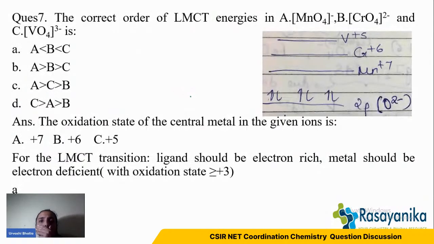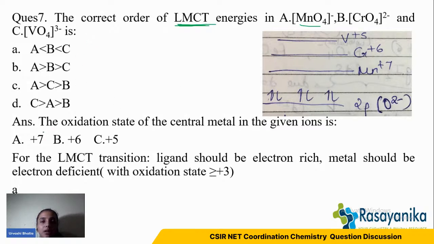Okay. Yeah, this question has also been asked in GATE, and I remember the oxidizing nature was asked in NET. Yes. So you need to see the correct order of ligand to metal charge transfer energies in the manganate, chromate, and vanadate ions. Okay.